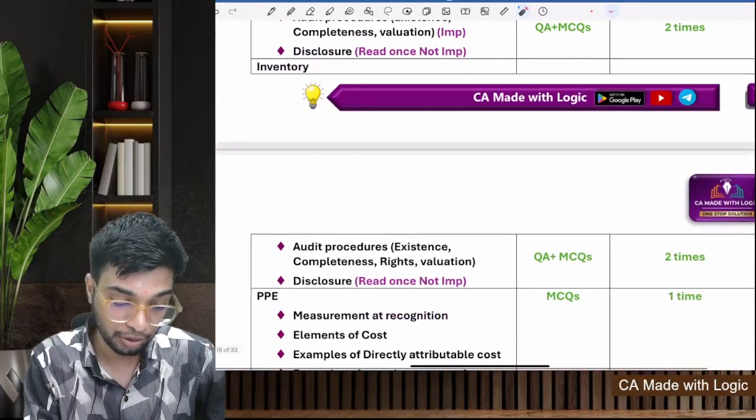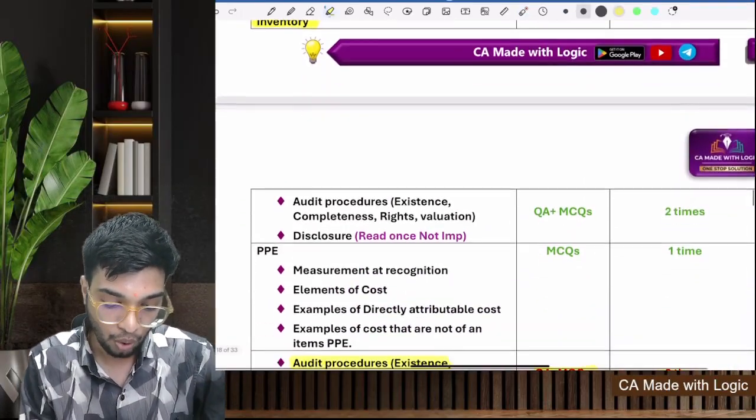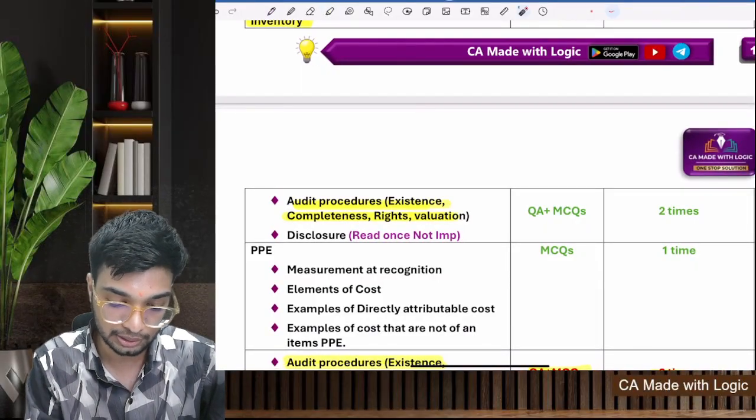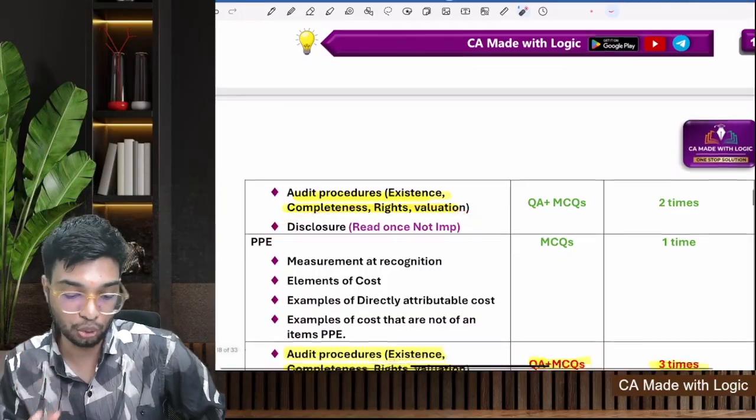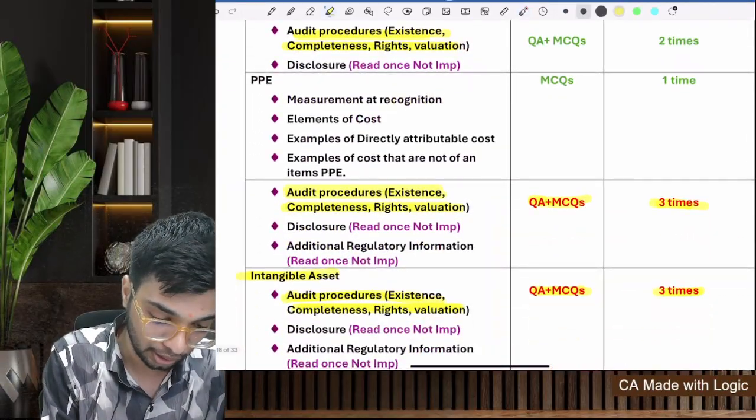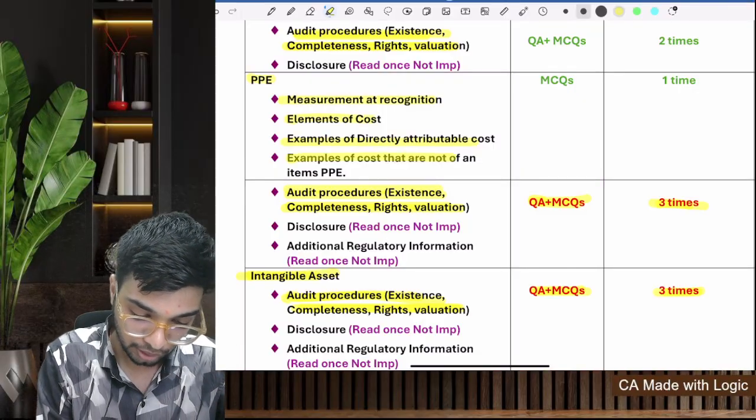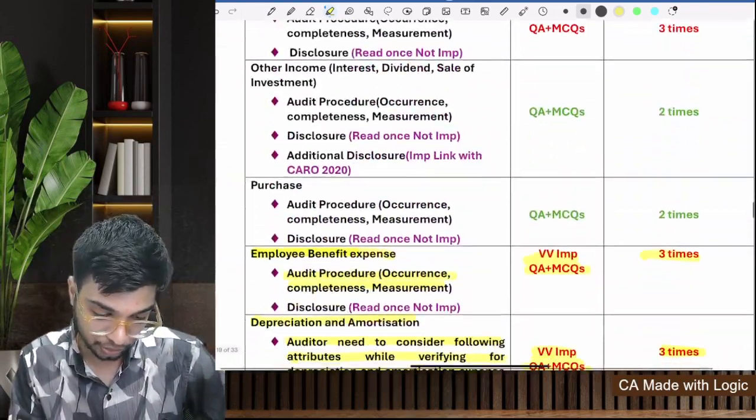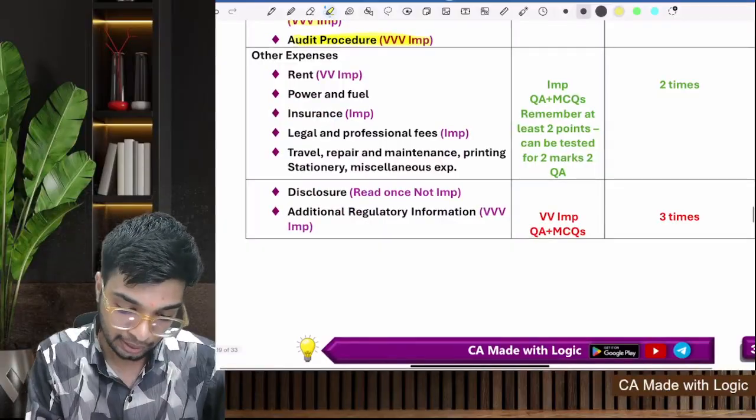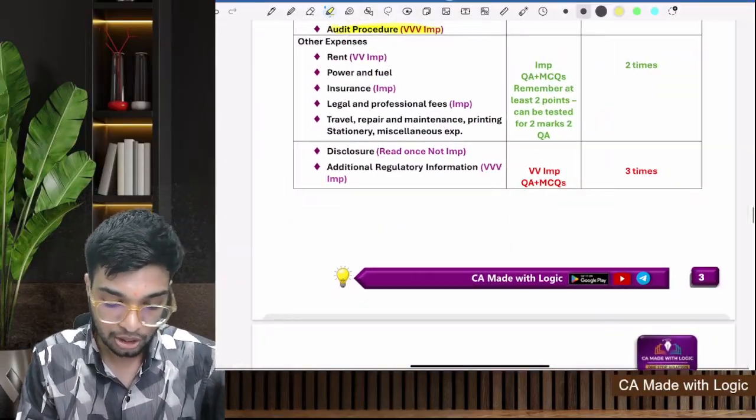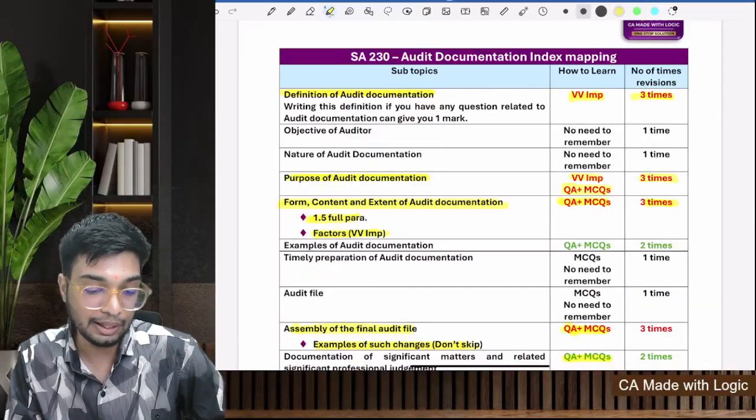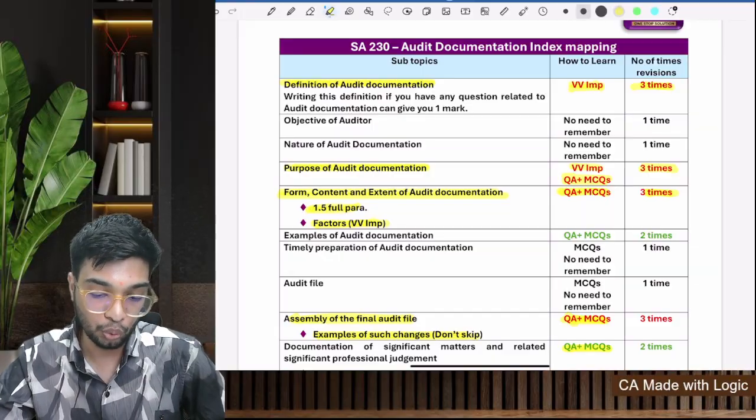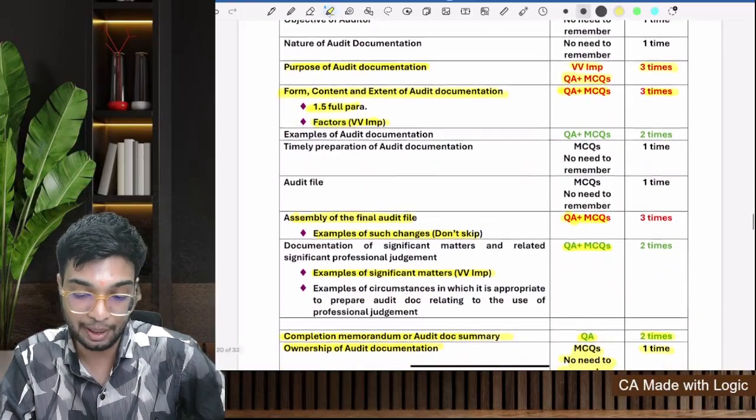Then inventory is a very important concept. I forgot to highlight it. Disclosure is not important in the inventory part. You can just ignore it, or if you have time, you can just go through it once. Then comes property, plant and equipment. This is also a very important concept. I forgot to highlight this. The rest of the things are very accurate. So you just go through this PDF and try to recall the things, try to learn the things. You will be able to do well in your examination for sure.